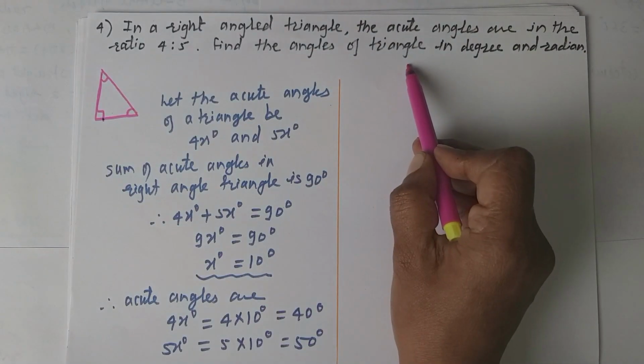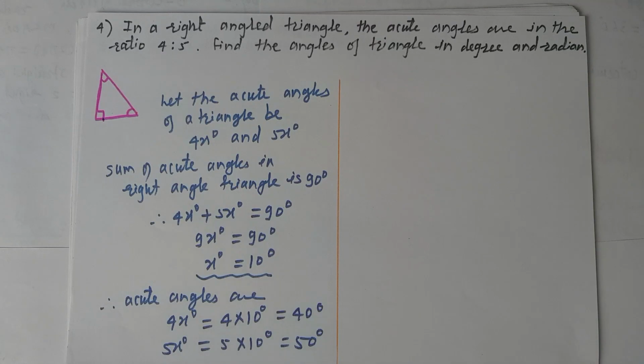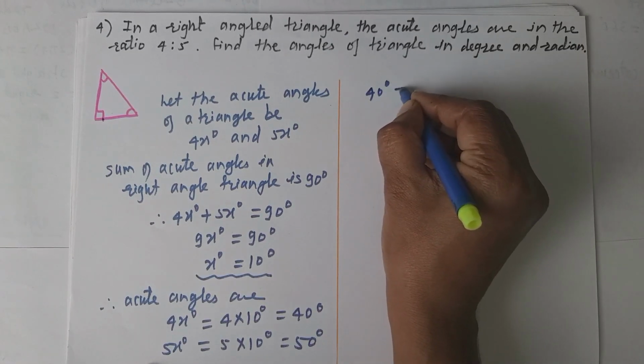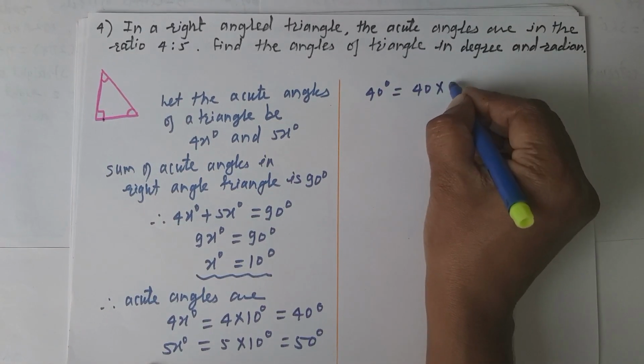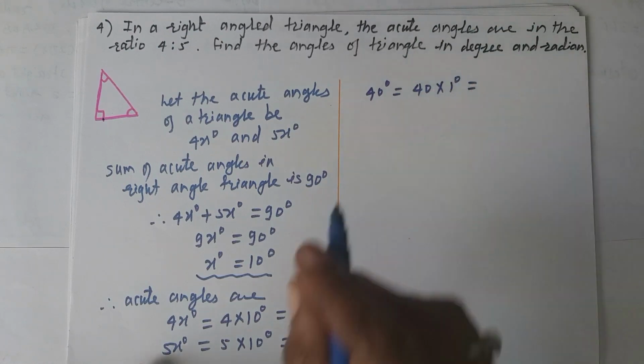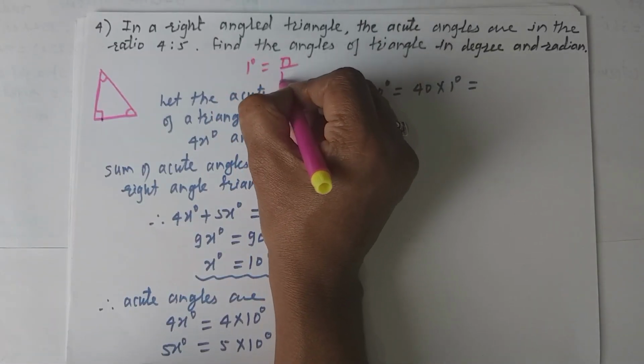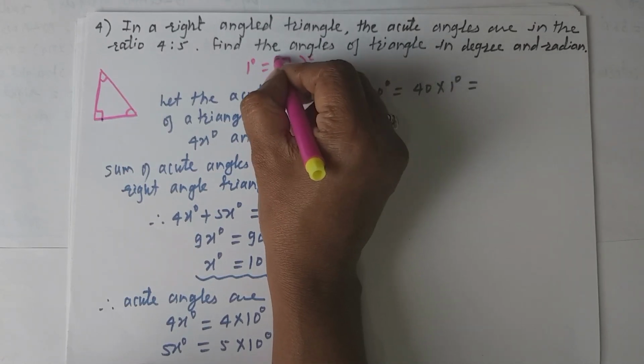Now see what is given. Find the angles of a triangle in degrees and radians. Here we have got angles in degrees, means we have to convert those angles into radians. Now convert this 40: I can write this 40 into 1 degree, and we know that 1 degree is equivalent to pi divided by 180 radians.